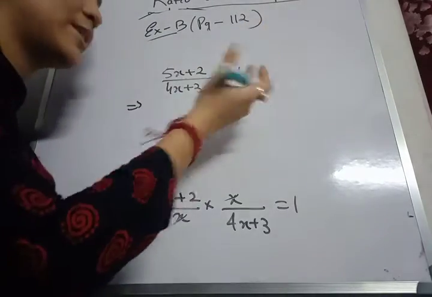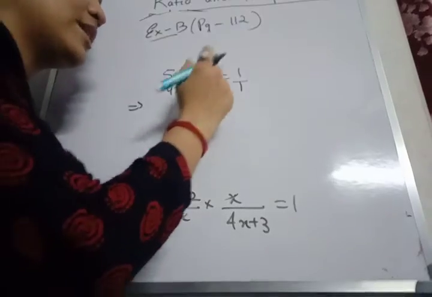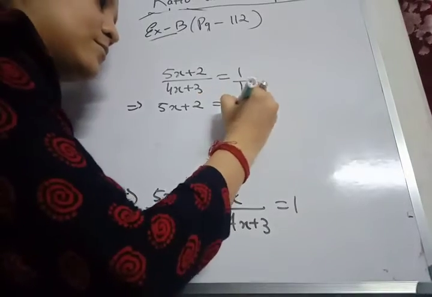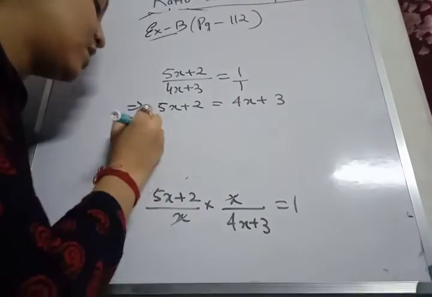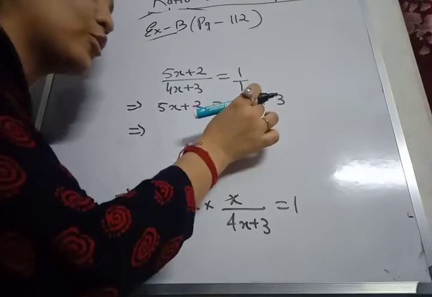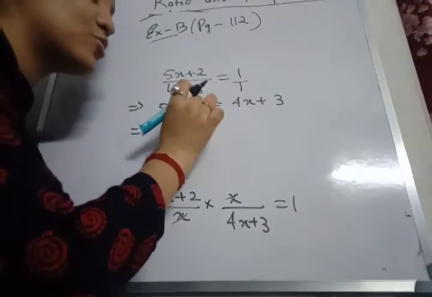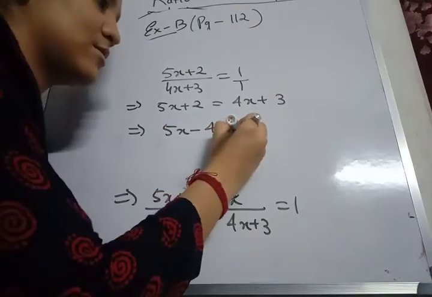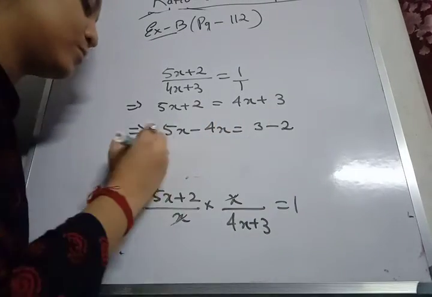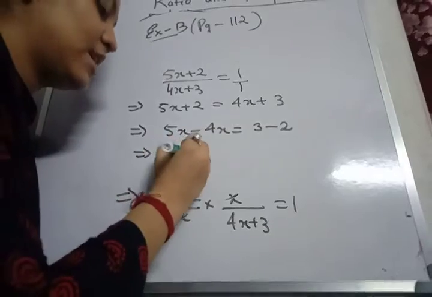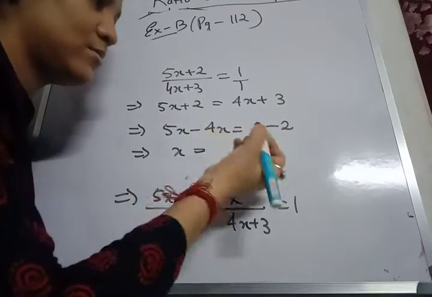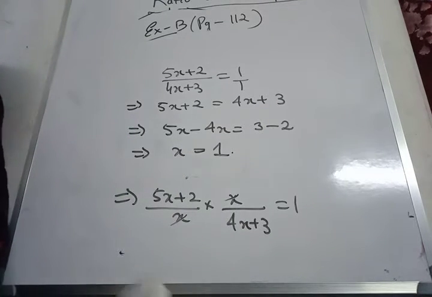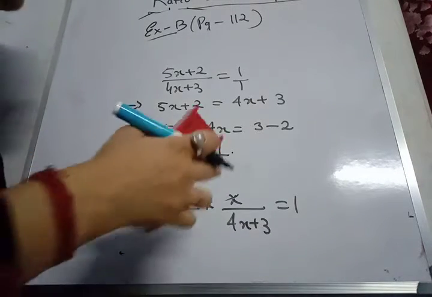Now we do the cross multiplication, that is 4x plus 3 into 1 and 5x plus 2 into 1. Now we separate the terms, that is 4x we will bring to the left hand side and this 2 will bring to the right hand side. So 5x minus 4x, 3 minus 2. So 5x minus 4x will be x and 3 minus 2 will be 1. So x equals 1. That's my answer.